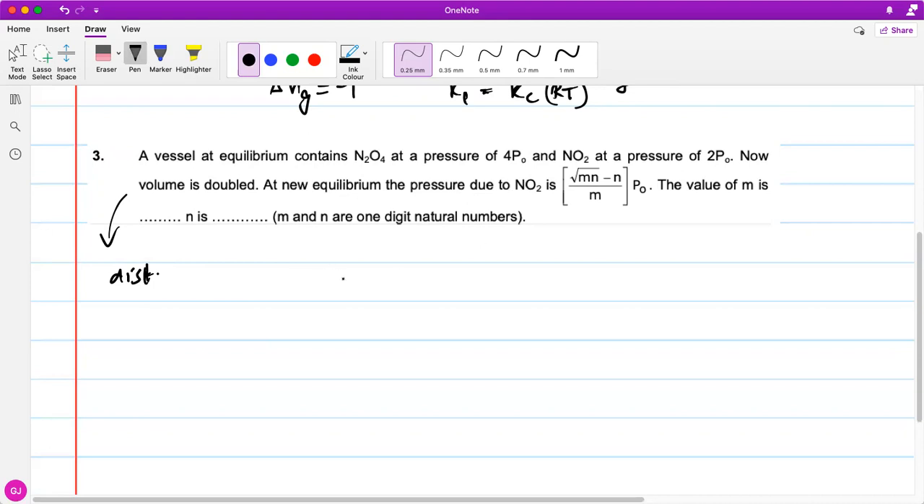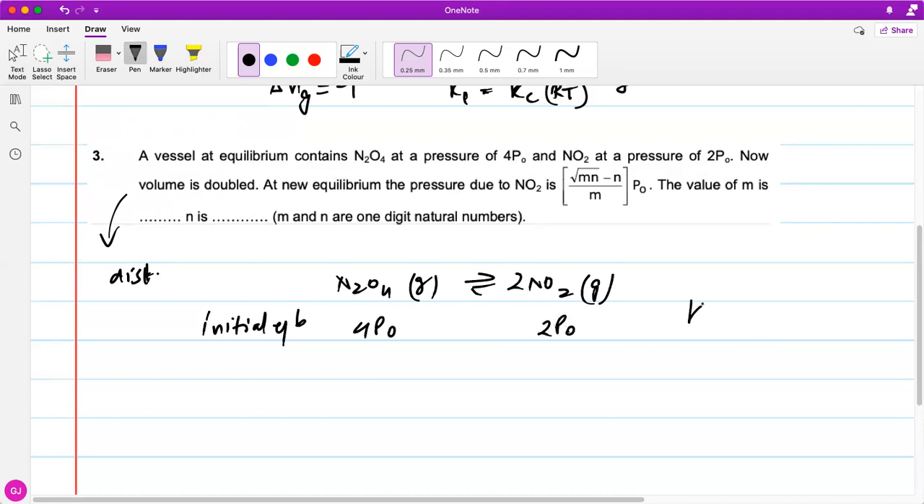So we follow our systematic approach. We first write the reaction, N2O4 gives 2NO2 gas. We talk about the initial equilibrium here: 4P0 is the partial pressure of N2O4 and NO2 is at a partial pressure of 2P0. Based on this, if I calculate Kp, it's not asked, but it's good to know, it might come of need going forward. So it will be 2P0 square upon 4P0 and the answer comes out to be P0 itself.